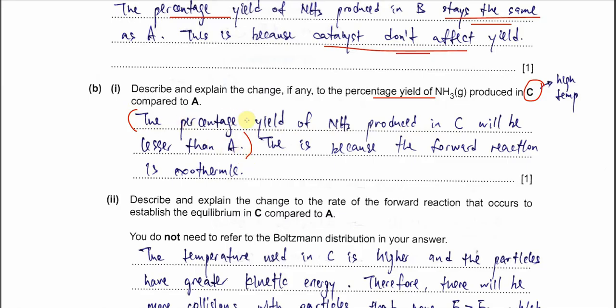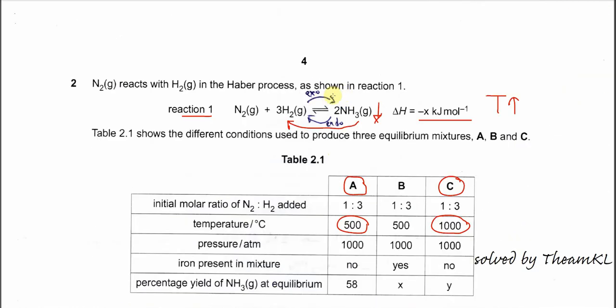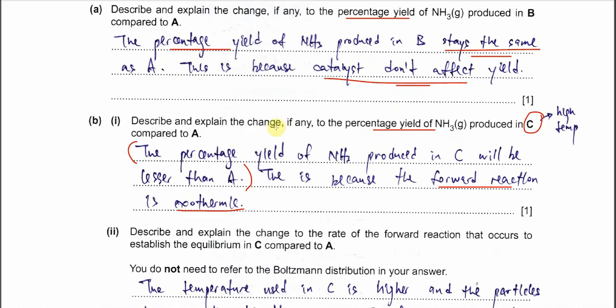Okay, so this one is what you need to state. Then you explain. It is very easy, you just use the enthalpy to explain. It's because the forward reaction is exothermic, therefore the reverse is endothermic. So it will shift to the left hand side and absorb the heat, right? So the reason is because the forward reaction is exothermic.